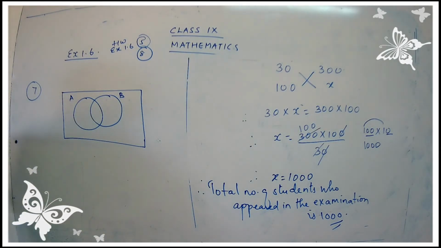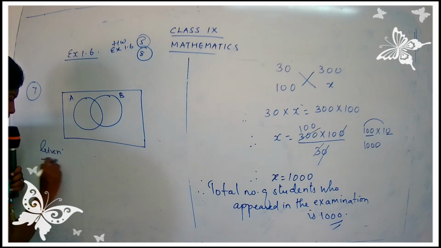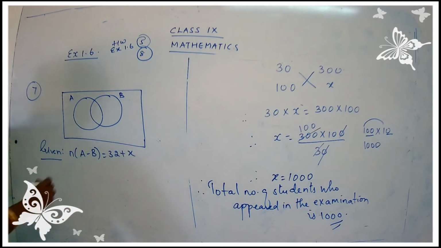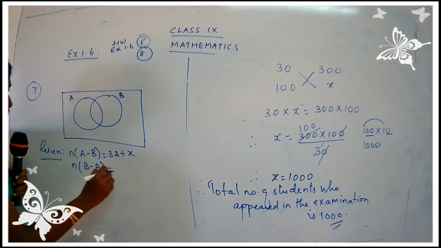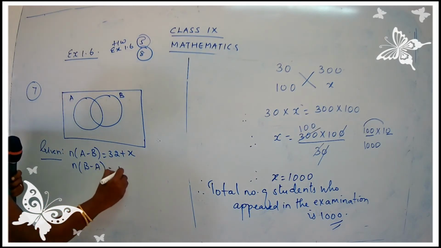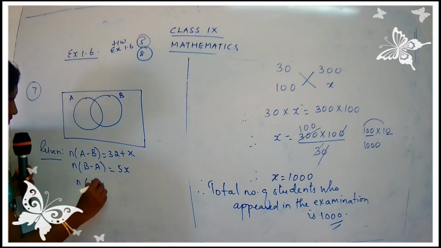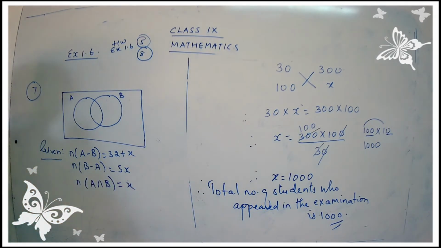A and B are two sets. Now you have a condition given that n of A minus B is equal to 32 plus x, n of B minus A is equal to 5x, and also we know that n of A intersection B is equal to x. So these are the details given to us, and we are going to fill this detail in the Venn diagram.